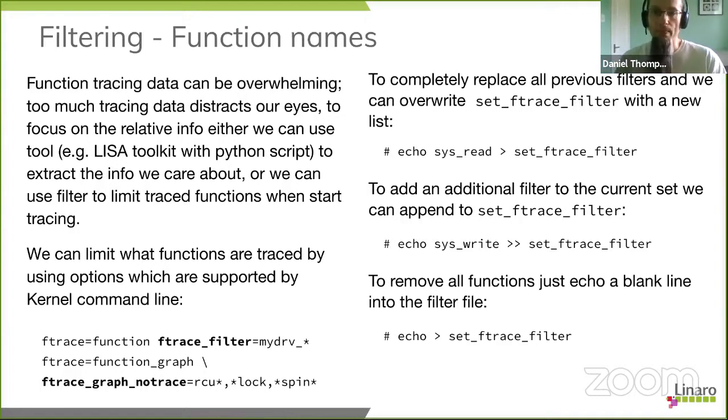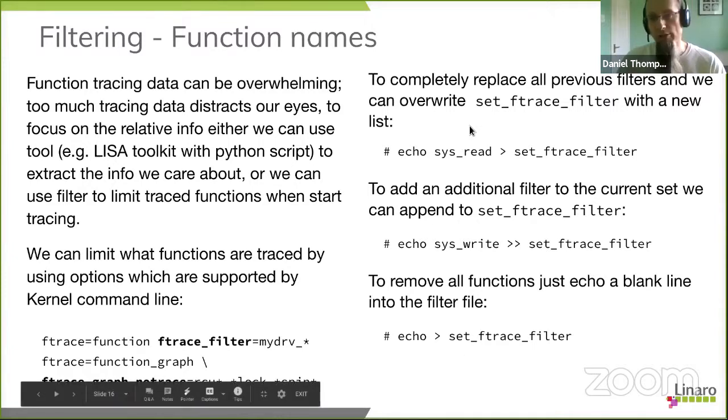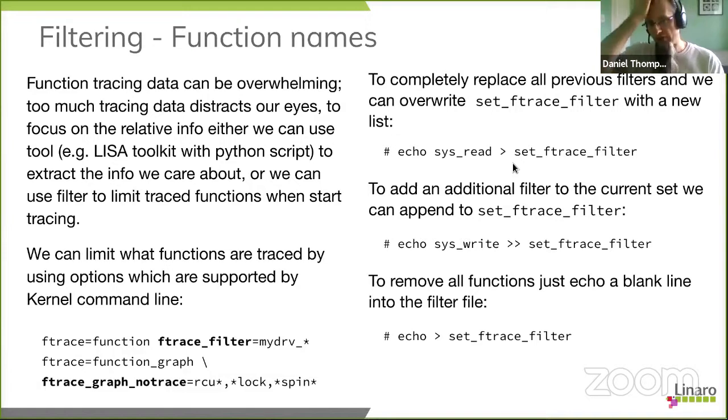On the right hand side, I'm just doing the same type of thing, but using the debugfs interface. So we have this file called set_ftrace_filter, and we can echo sys_read into it, for example. And then we can echo sys_write into it, and that will now match two functions. Notice the double chevron when we write to it a second time.